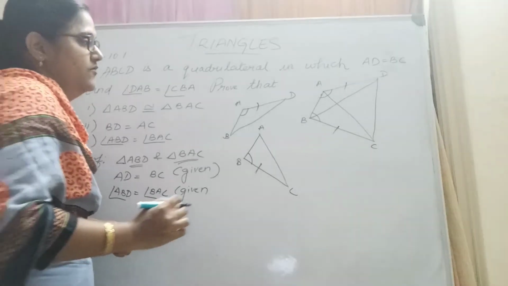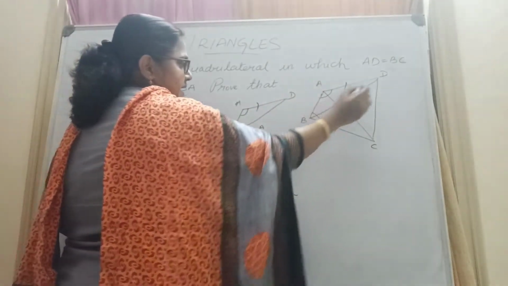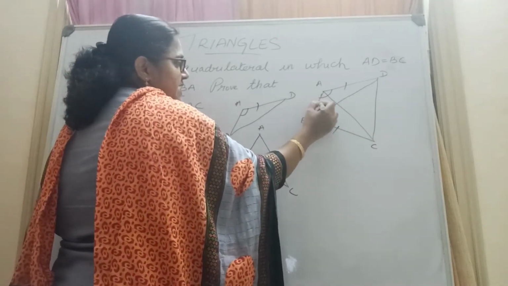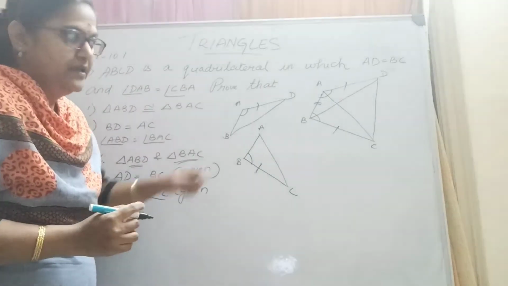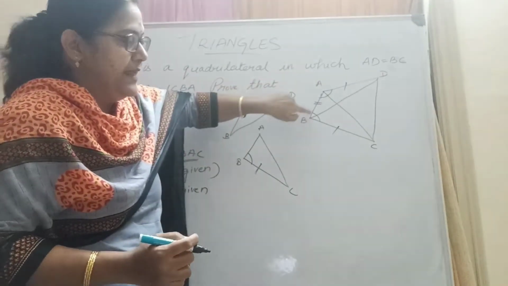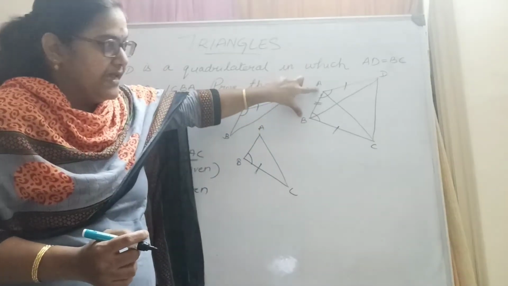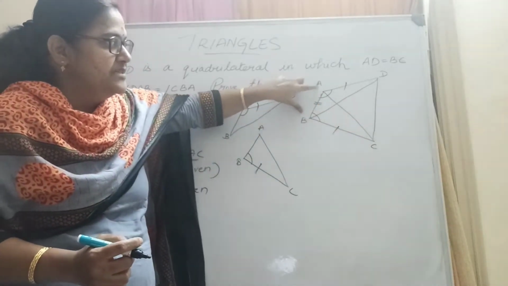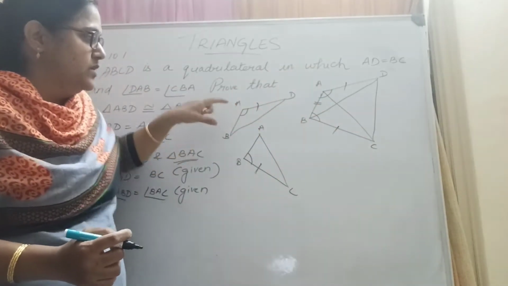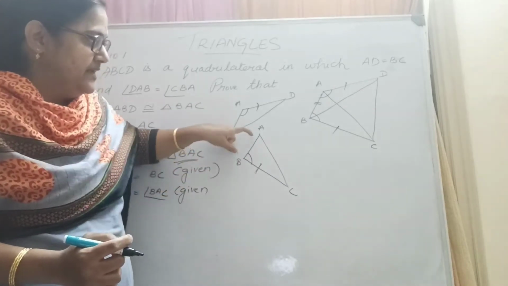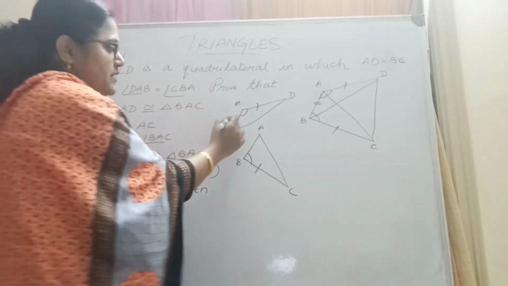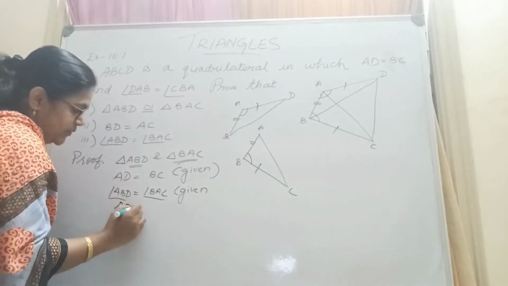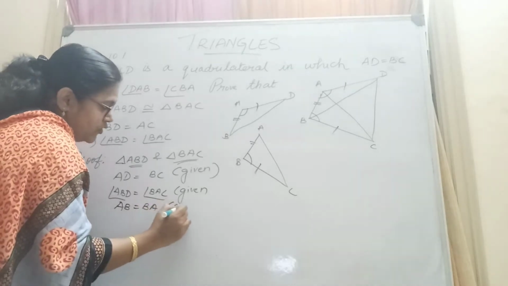Right? Now, when you see these two triangles ABD and BAC, both are having the same common side. This side is common for triangle ABD and also for triangle BAC, AB and BA. They are common sides. Okay. So AB is equal to BA, common side.